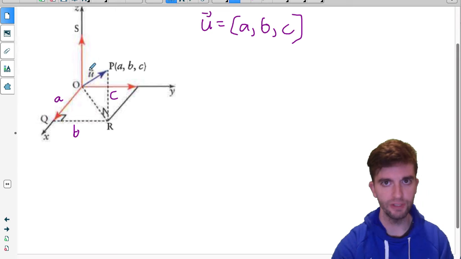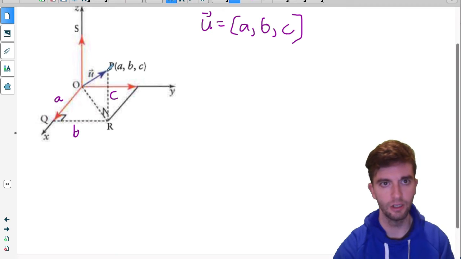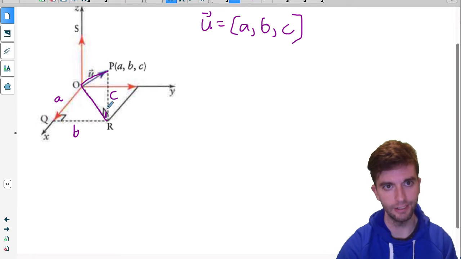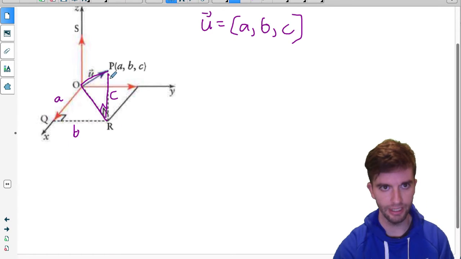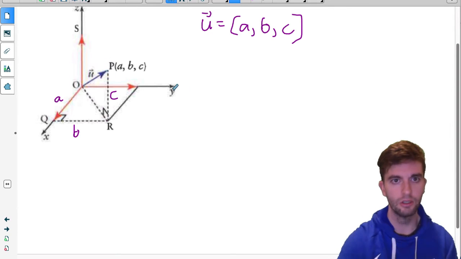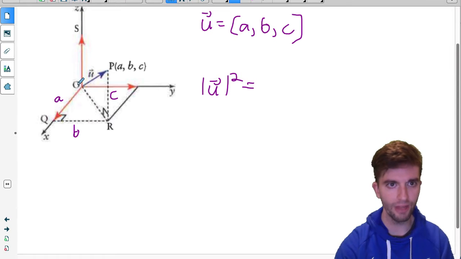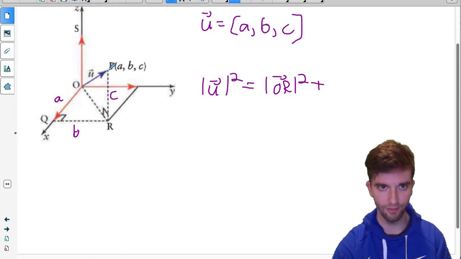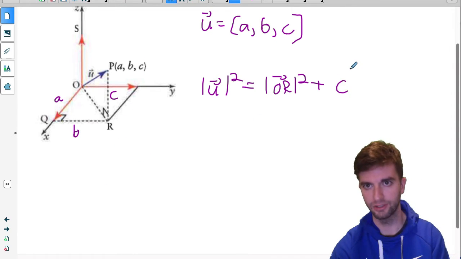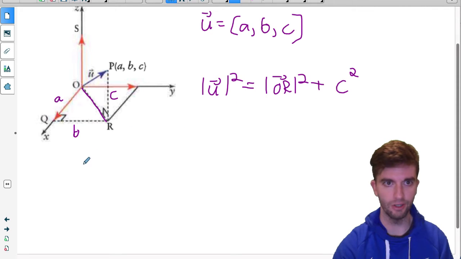So I should be able to use what I know about the Pythagorean theorem to solve for the magnitude of that vector. If we look at this right triangle right here, with the right angle right there, we know that the sum of the squares of the legs would equal the square of the hypotenuse. So the magnitude of vector u squared would equal the magnitude of this side, I'll call that vector OR. So the magnitude of vector OR squared plus the magnitude of this side, which we've said is equal to whatever the z component of the vector is, so plus c squared. And now I need to rewrite the magnitude of that side, vector OR.